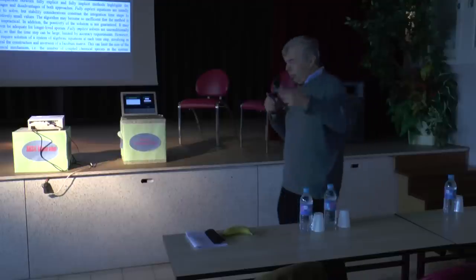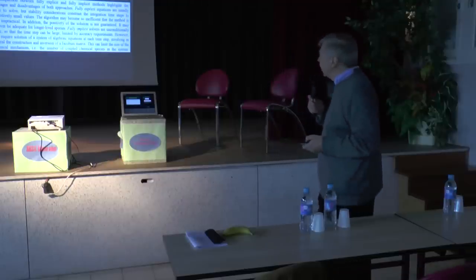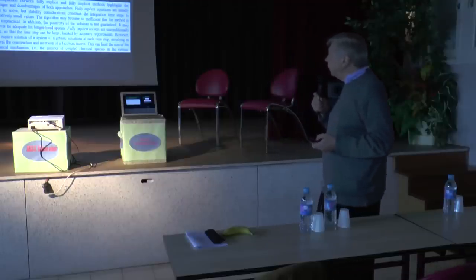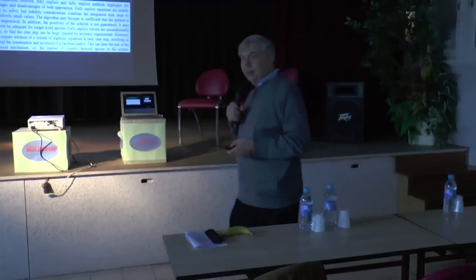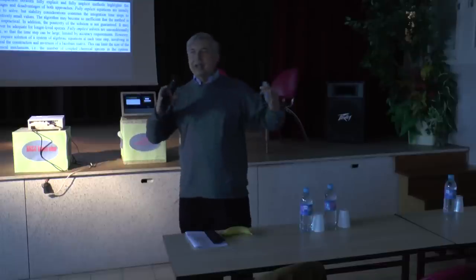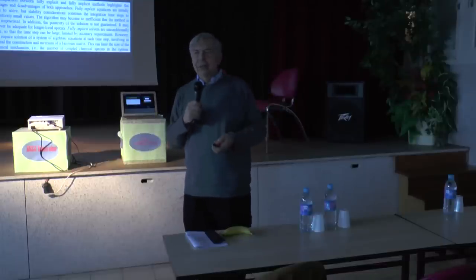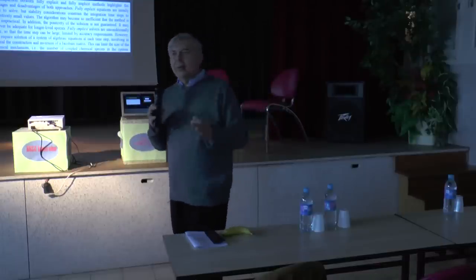It's an N by N matrix, where N is the number of chemical species. And usually you have to limit the number of coupled chemical species in the system if you want to have a Jacobian that is not too large and not too difficult to invert. So this is where we are today.